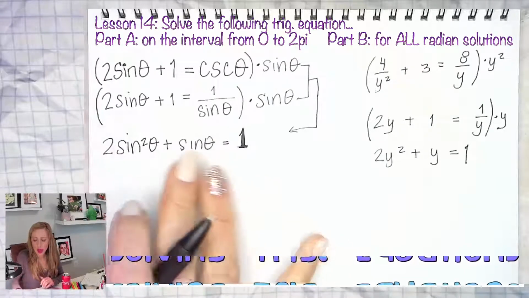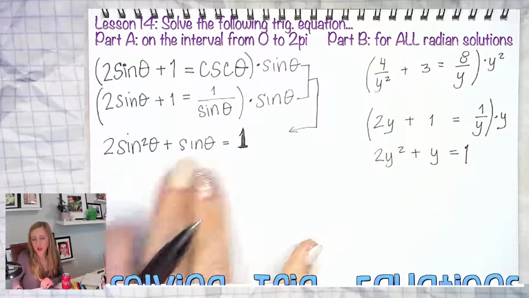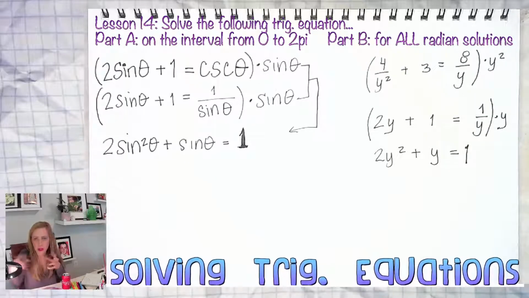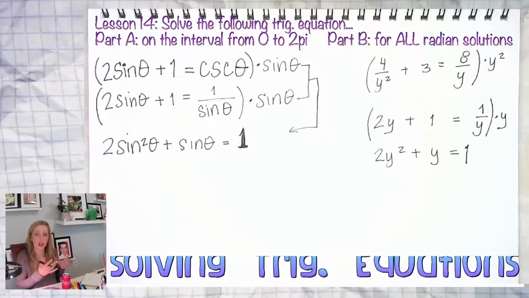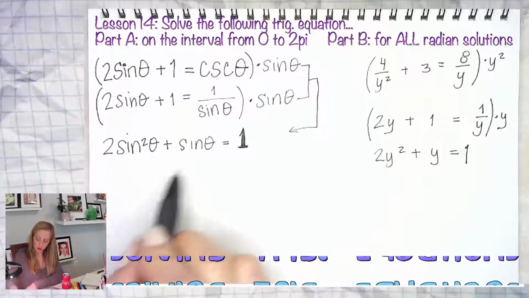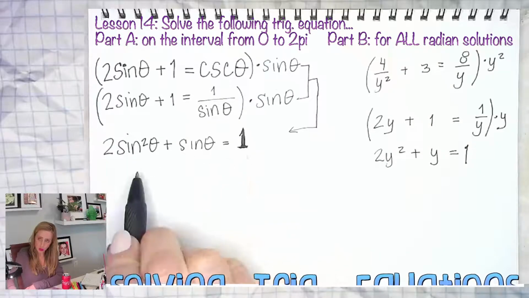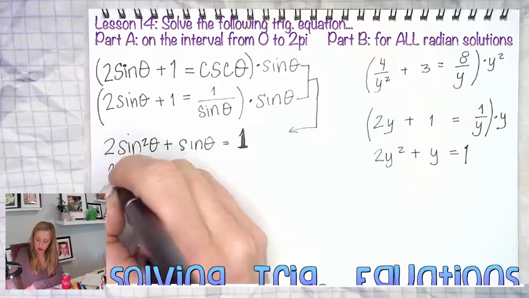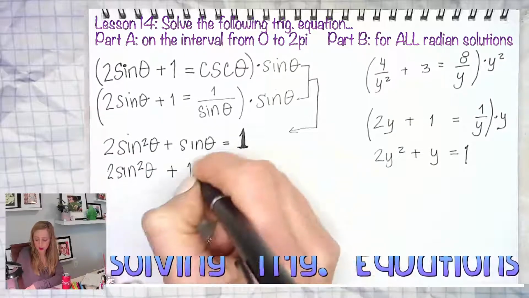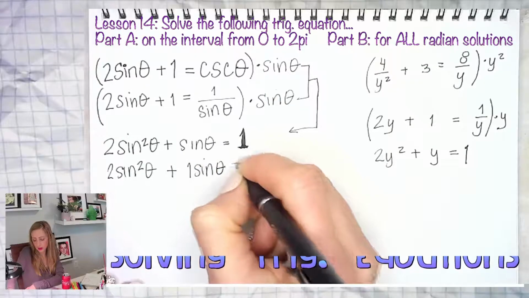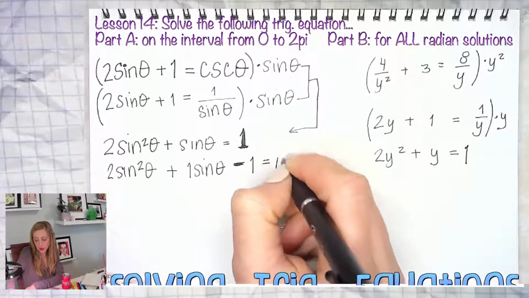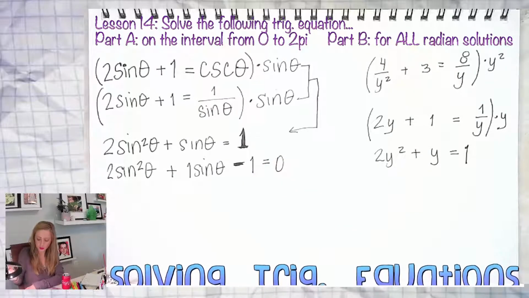We want to get everything with a higher degree equal to 0 first, because we'll factor into linears and then set each linear equal to 0 and solve. We want to solve linear equations, not jumbo higher degree polynomials. So we're going to get this equal to 0. So we move 1 to this side with subtraction. 2 sine squared theta plus, that's technically a 1 sine theta minus 1 equals 0, right over there.